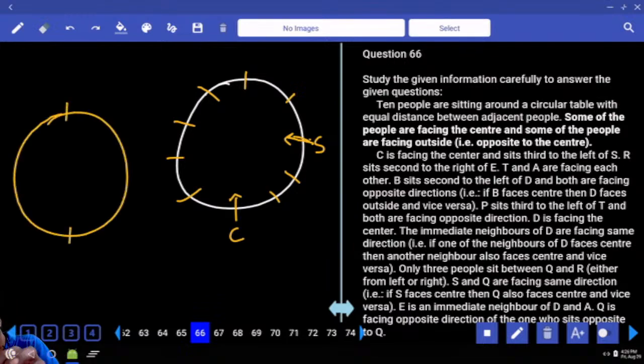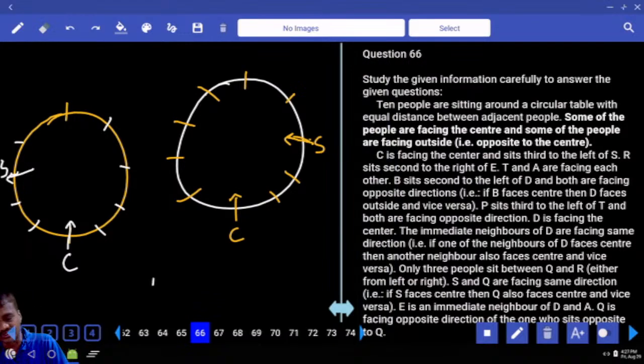Now 10 persons were there. Among these 10, now 1, 2, 3, 4. Now C is here. Then C is facing the center and third to the left of S. S is here. And S is away from the center. Clear? Then 2 possibilities we have.